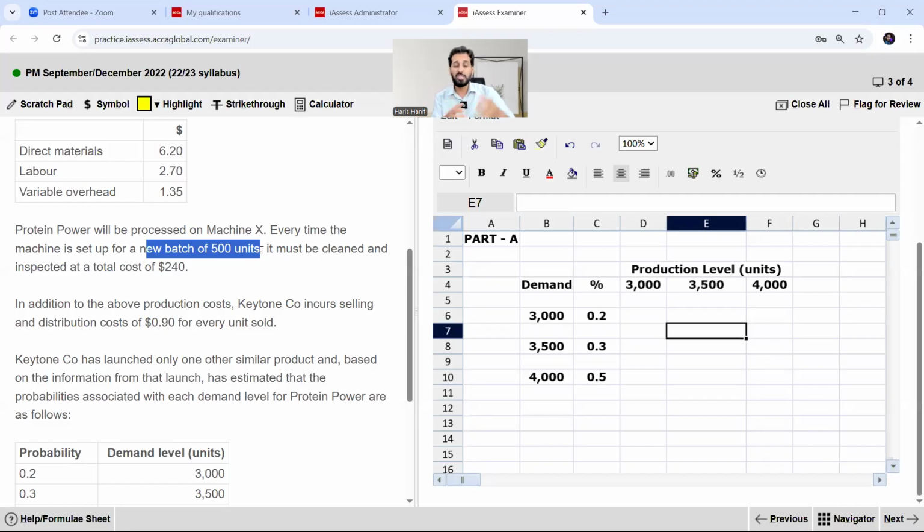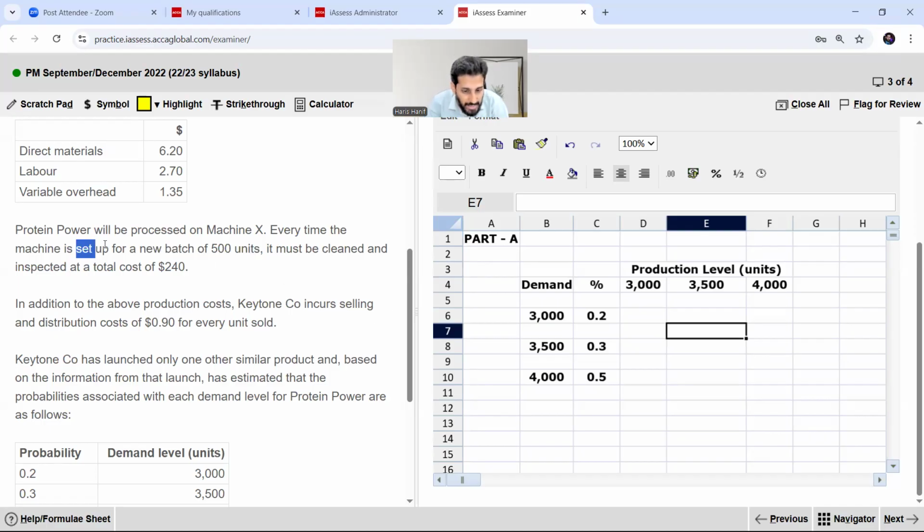So there is a big stove. It needs to be switched on sufficient time before it's being processed. That's called the setup. So the setup requires a cost. One batch is equal to 500 units. The machine is going to be set up.